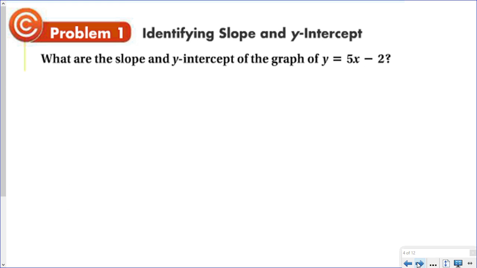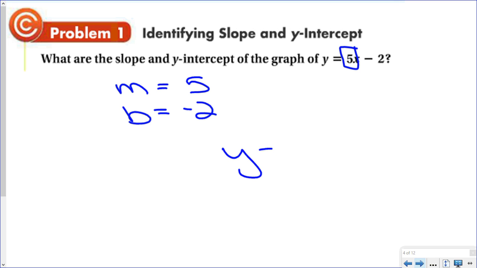Now this one here is pretty basic. They want what is the slope and the y-intercept, and they give you the equation y equals 5x minus 2. So slope represents m, y-intercept represents b. Slope is always the number in front of x. In this case, the number in front of x is 5. The b value on this one is the one that is not in front of x, which is -2.